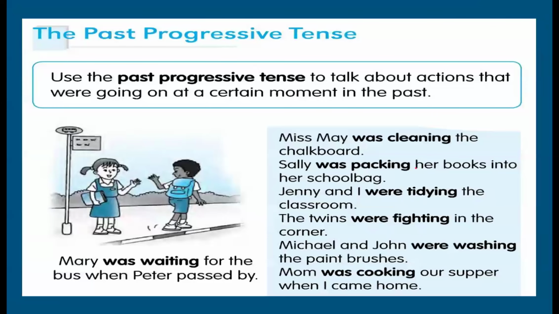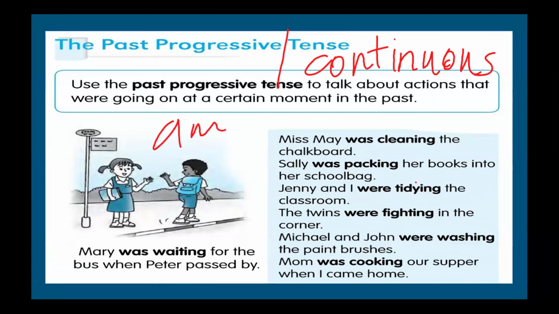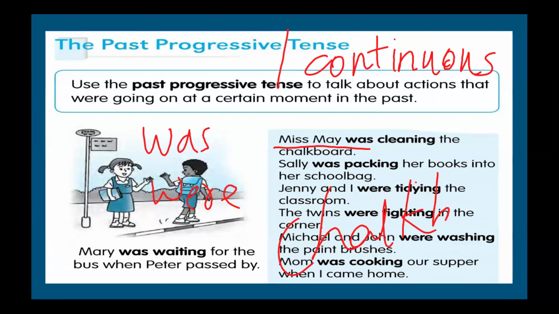Now coming to your past progressive tense or past continuous tense. What do you do over here? Again, verb plus ing. And instead of am, is, are, we will use was and were over here. Very good. Was you will use for singular and were you will use for plural. See over here, Miss May was cleaning the chalkboard. Okay, another nice word. What is this chalkboard?